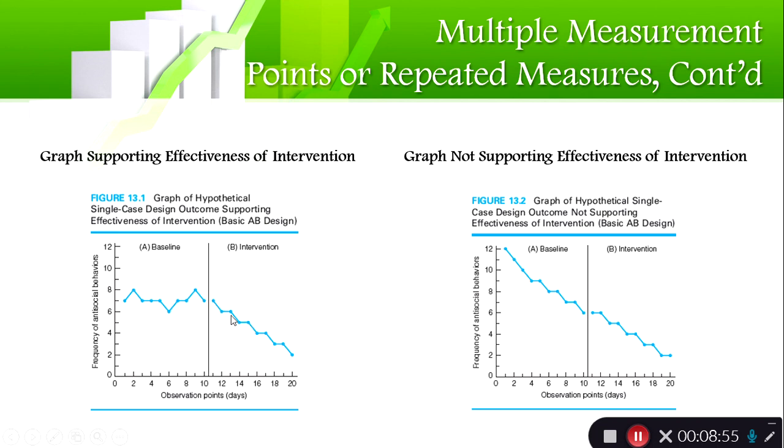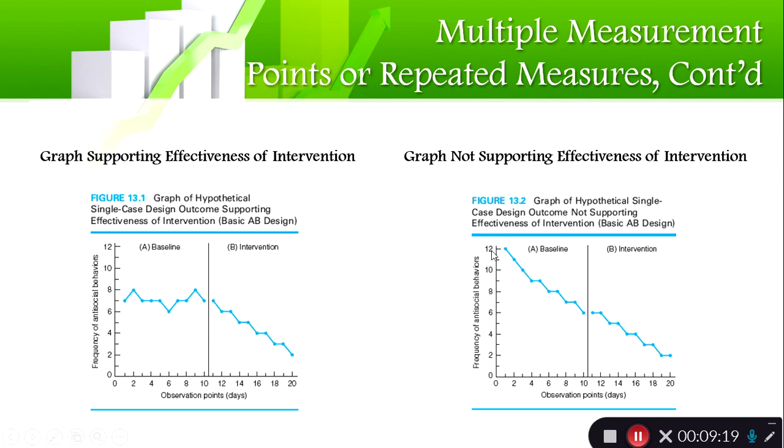We want to be able to clearly see a pattern of either an increase or a decrease, depending on how we operationally define our target problem. We want to see a clear trend that supports the effectiveness of the intervention in the various data points that we plot on our graph.